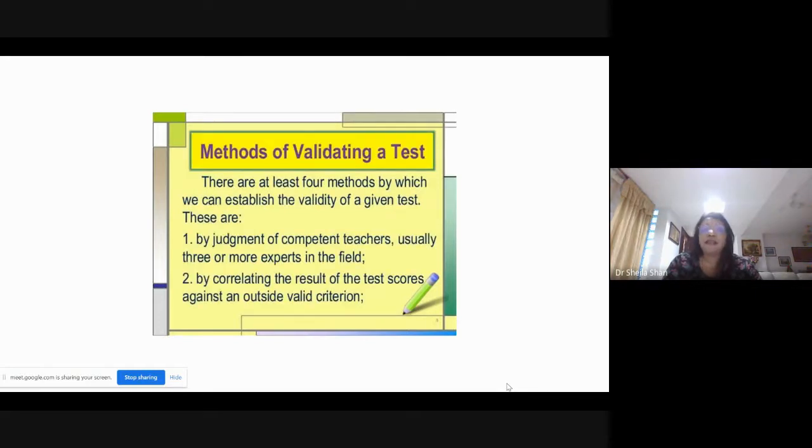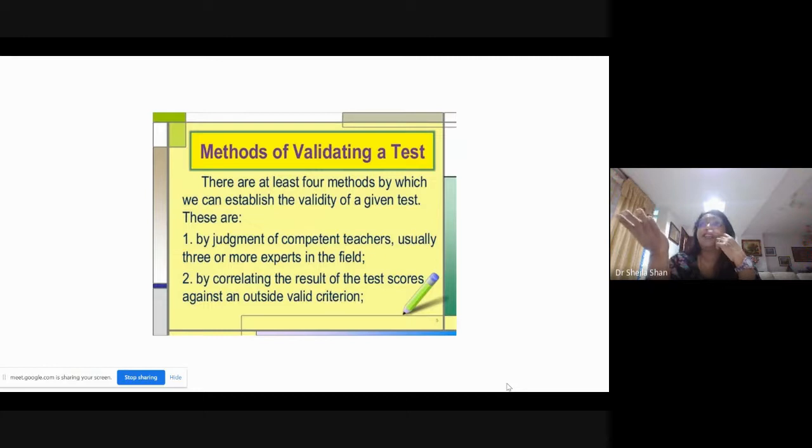Right. Methods of validating a test. So I want to know whether my test is valid or not. How? There are at least 4 methods by which we can establish the validity of a given test. These are, first, by judgment of competent teachers, usually 3 or more experts in the field. So when you give the instrument to your lecturers or people who have been in this field for many years, like 10 years, when they look at the instrument, they will know whether your questions are valid or not in the field.